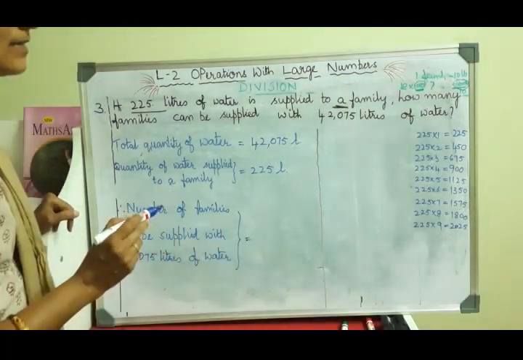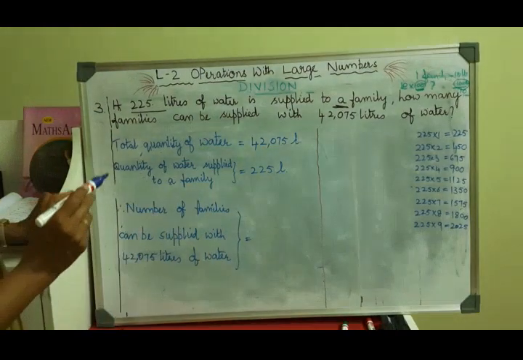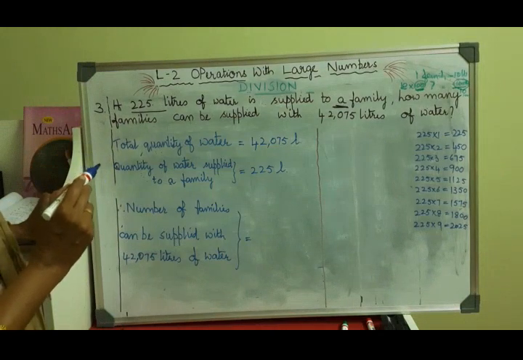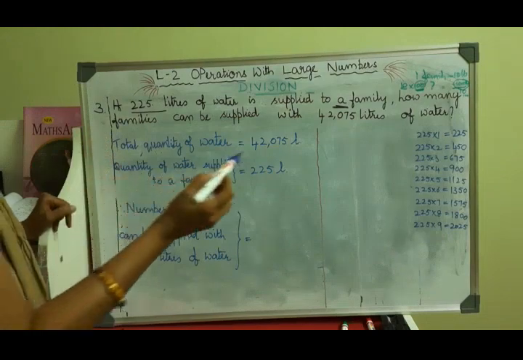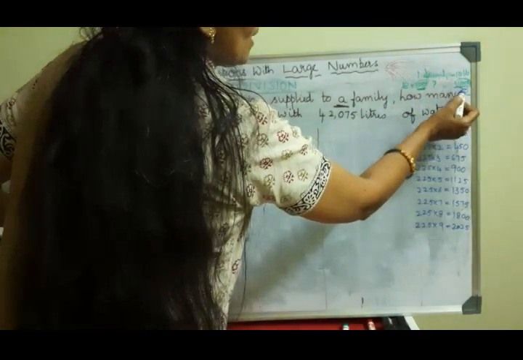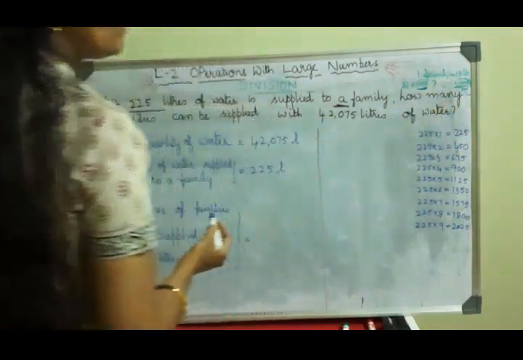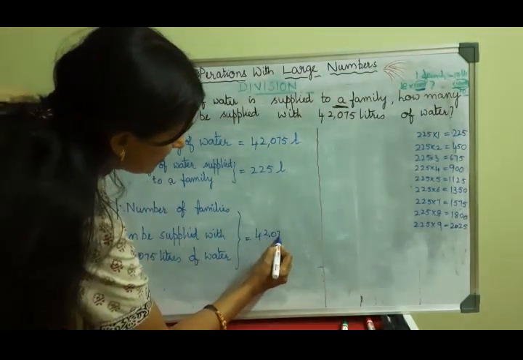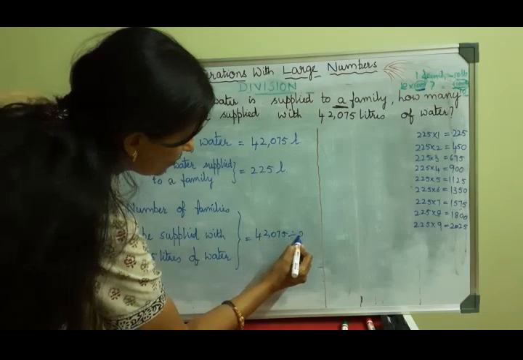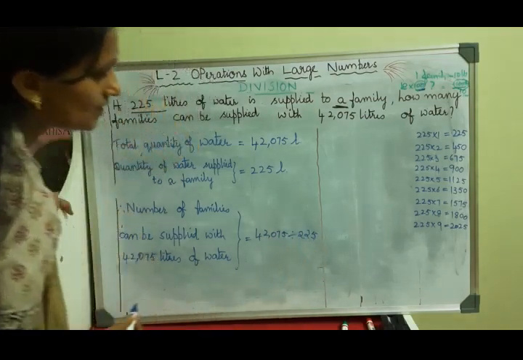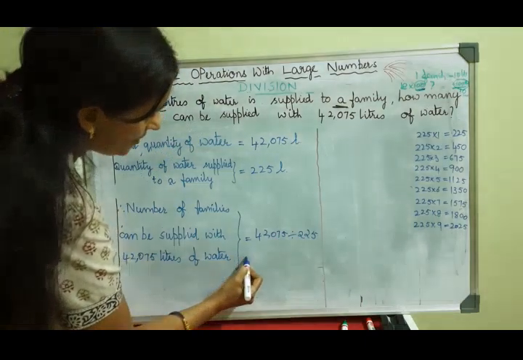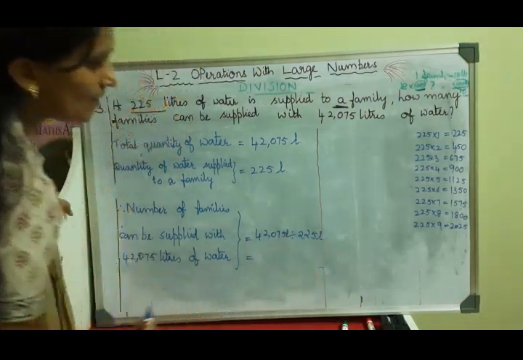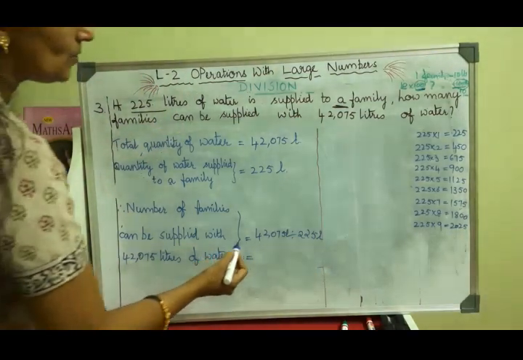When there is 1000 liters of water, each family will be supplied with 10 liters. How do we get the number of families? We have to divide 1000 by 10. Then we will get the number as 100. Like that here, 42,075 divided by 225. Both are in liters, so we are getting the numbers. Now we have to divide.